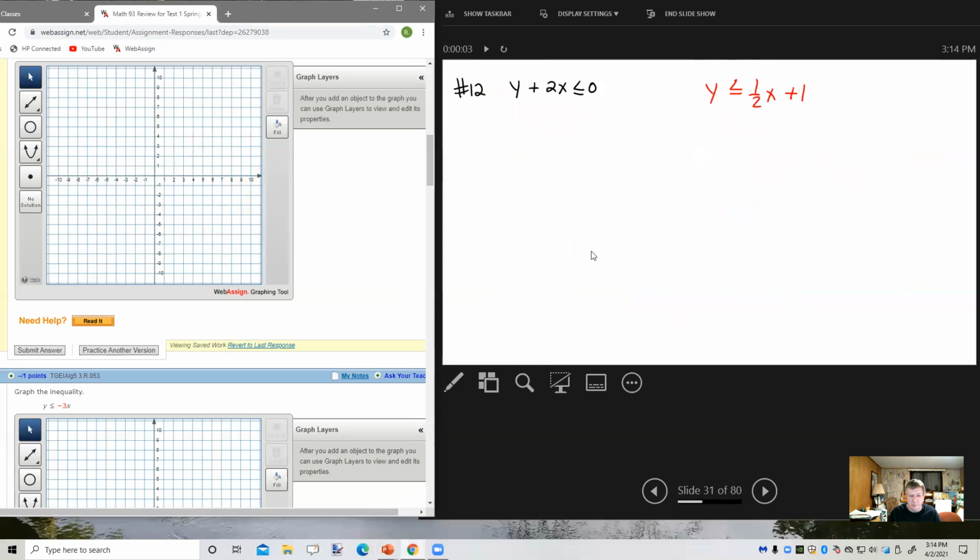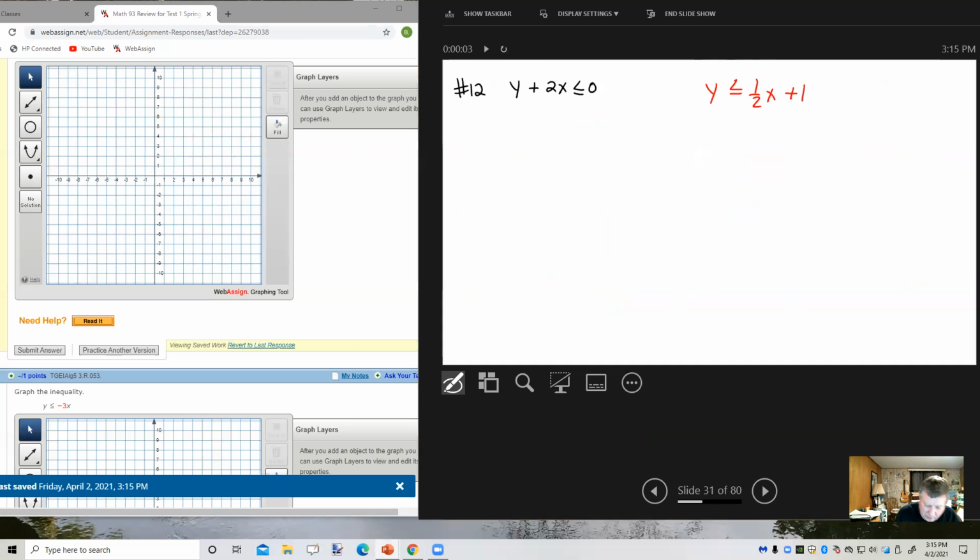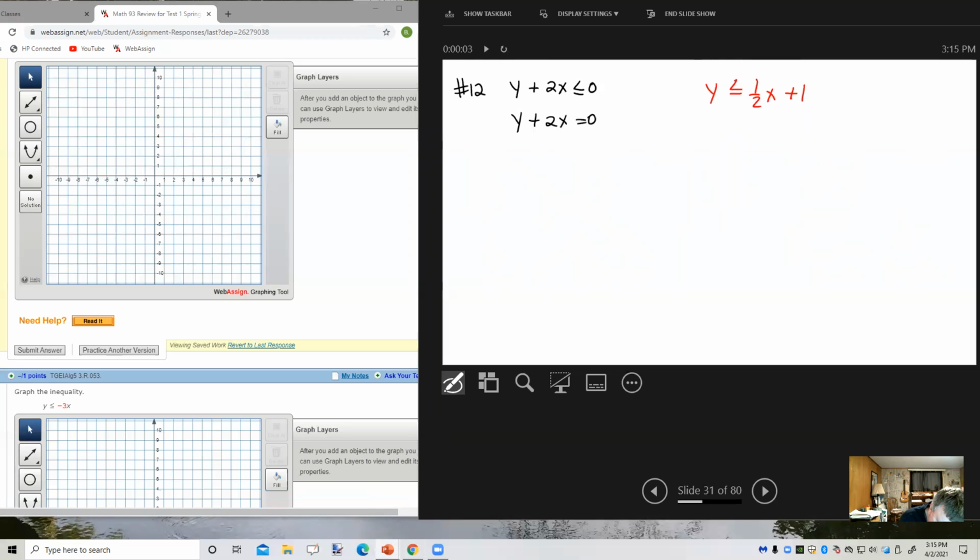So here we go with number 12. I'm just getting the hang of this thing here. So we're going to look at the related equation, y plus 2x equals 0. We'll set y equal to 0 and get 0 plus 2x equals 0. 2x equals 0, divide both sides by 2, x equals 0. Since it goes to the origin, I have to find something other than another intercept.